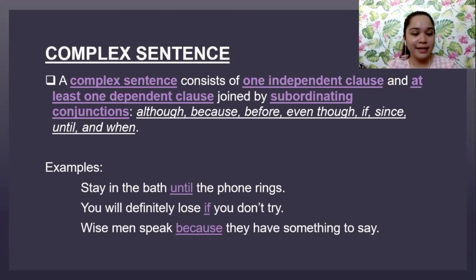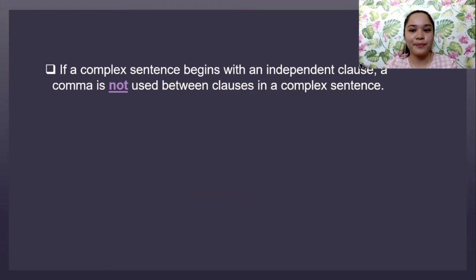Okay, as you can see, the highlighted and underlined words in the examples are subordinating conjunctions. The reason why they are placed in the middle is because they separate the two clauses, the independent and the dependent clauses. Okay, so this is an example of a complex sentence. If a complex sentence begins with an independent clause, a comma is not used between clauses in a complex sentence.